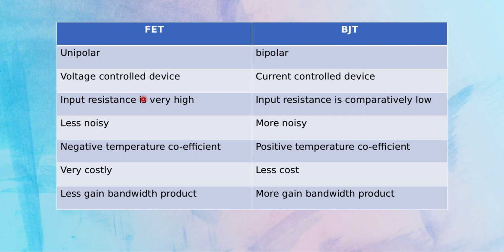Do you remember that base current could be used to control the output collector current? FETs have very high input resistance. Here, in BJTs, the input resistance is comparatively low. FETs are less noisy. BJTs are more noisy. FET has a negative temperature coefficient and BJT has a positive temperature coefficient. FET is very costly, but BJT costs less because these are just back-to-back combinations of diodes, like PNP or NPN. And FETs have a lower gain bandwidth product and BJTs have a higher gain bandwidth product.